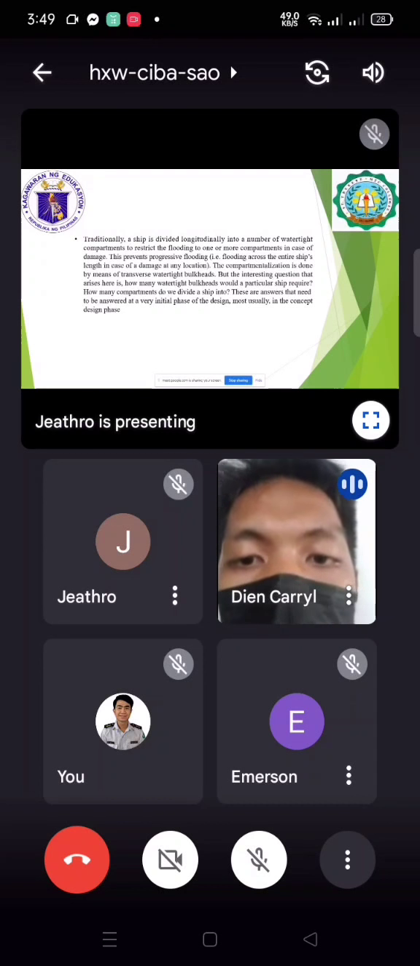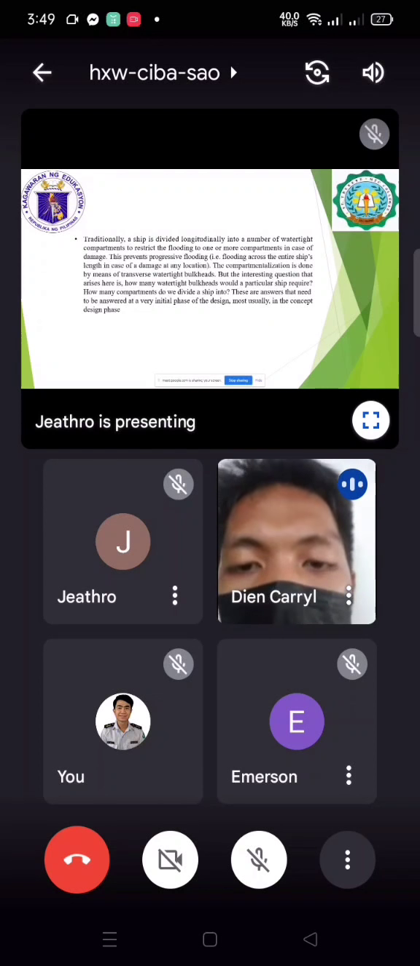Traditionally, a ship is divided longitudinally into a number of watertight compartments to restrict the flooding to one or more compartments in case of damage. This prevents progressive flooding. The compartmentalization is done by means of transverse watertight bulkheads. But the interesting question that arises here is, how many watertight bulkheads would a particular ship require? How many compartments do we divide a ship into? These are questions that need to be answered at a very initial phase of the design, most usually in the concept design phase.